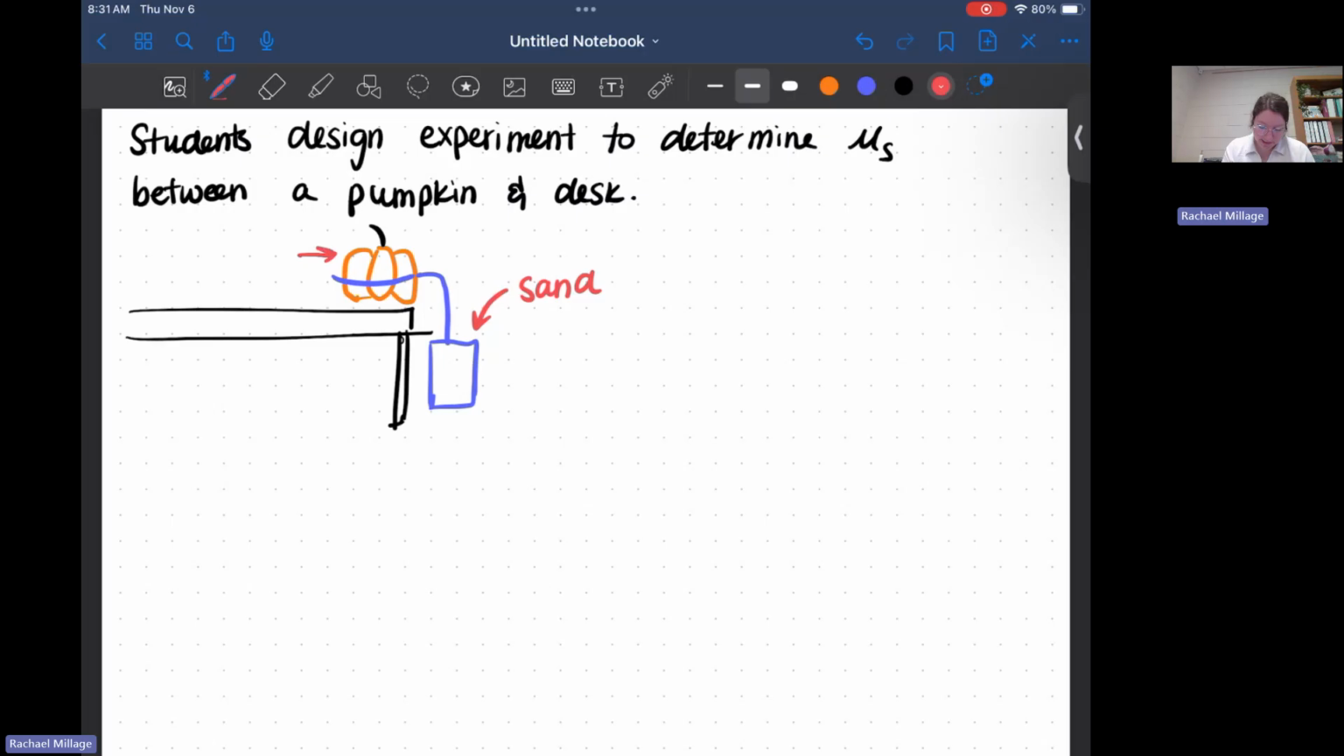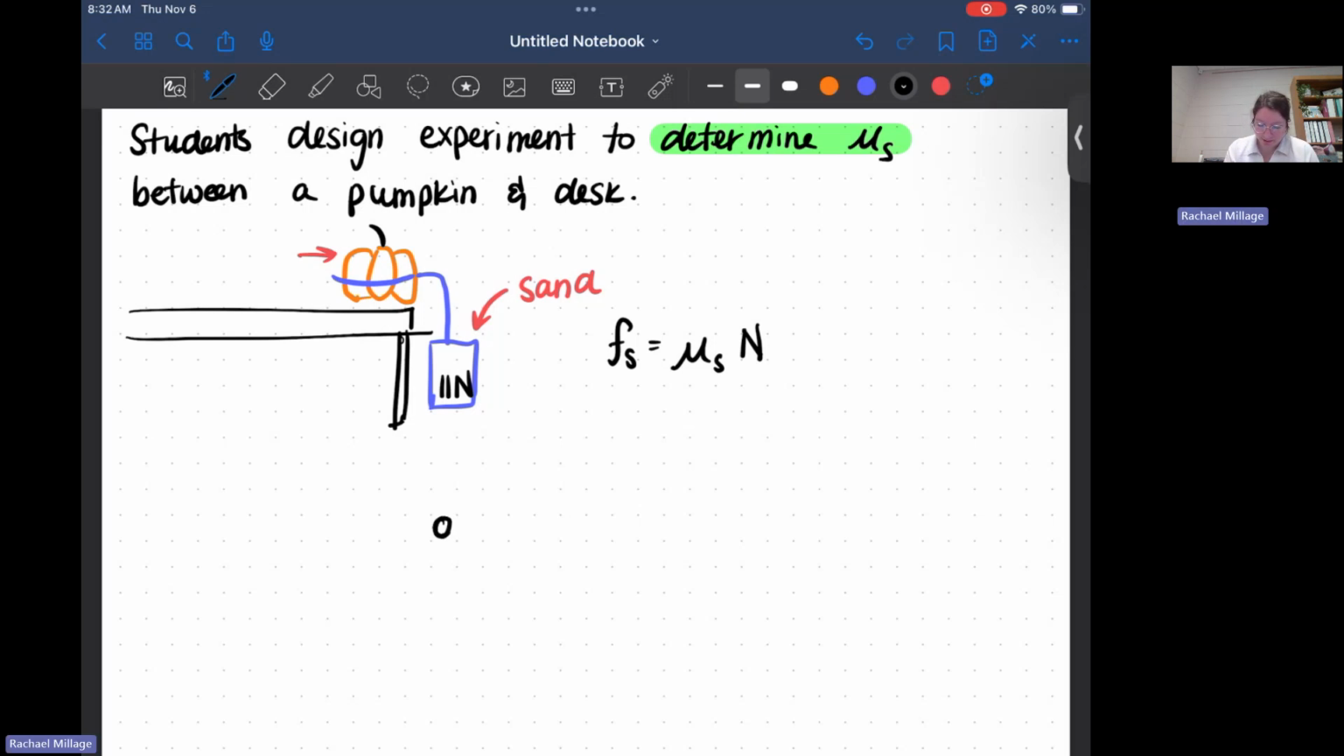So as soon as the pumpkin slides, they stop putting sand in, and then they unhook the bucket of sand and they weigh it. And this sand weighs 11 newtons. So now our job is to determine the coefficient of static friction. So I know that my static friction is equal to my coefficient of static friction times my normal force.